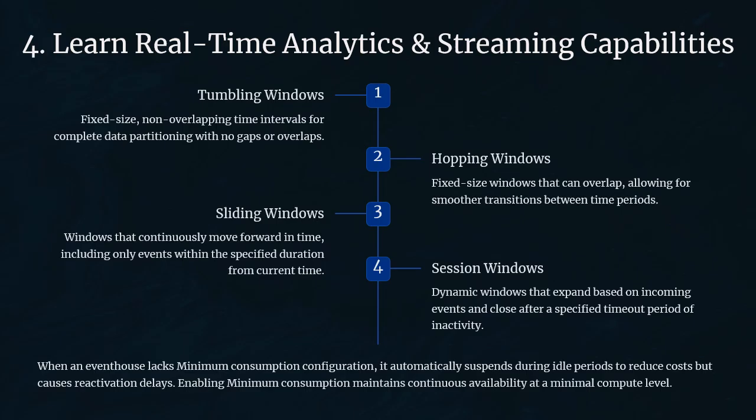Microsoft Fabric offers powerful real-time analytics and streaming capabilities that enable you to process and analyze data as it flows in, delivering timely insights. A key concept is windowing, which controls how data is grouped over time to enable accurate analysis. Tumbling windows are fixed size, non-overlapping intervals that partition data without gaps or overlaps, providing a clean, segmented view. Hopping windows are fixed size but can overlap, giving smoother transitions between time periods for continuous insights.